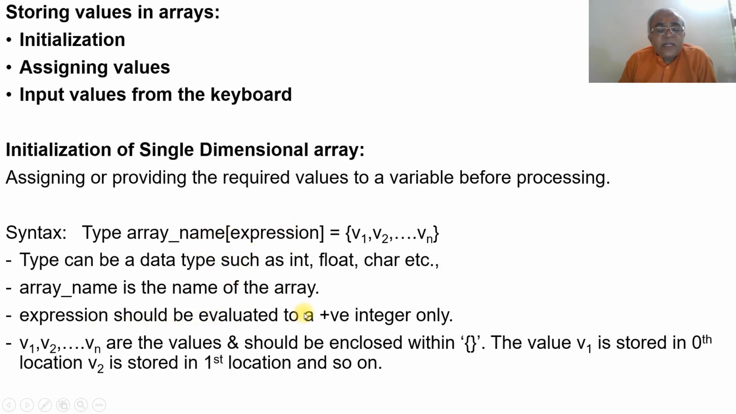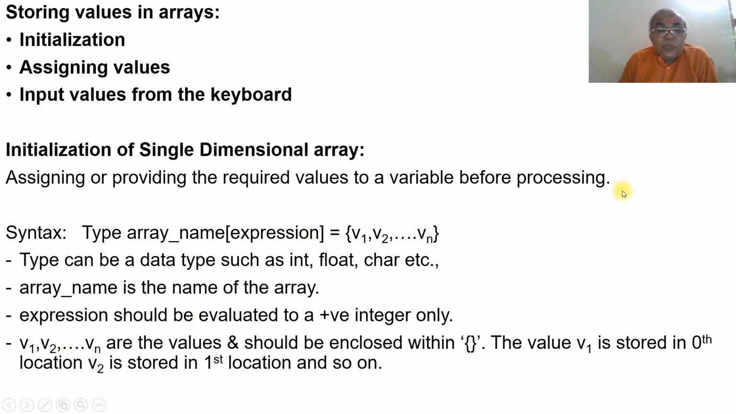Expression should evaluate to a positive integer only. This is very important. I cannot have a[-1], a[-2], a[-3], and so on. It should always be a positive value. That means a[0], a[1], a[2], a[3], and so on. This is how the expression is taken care of.